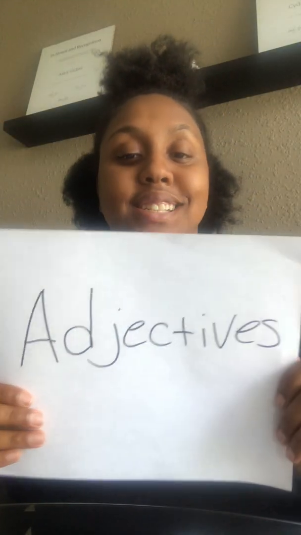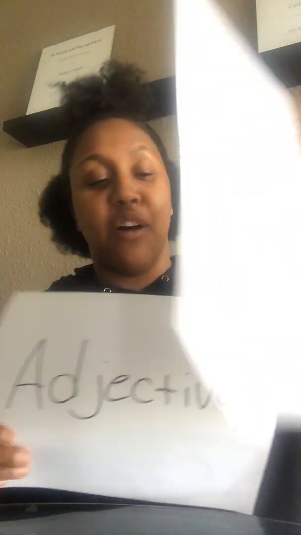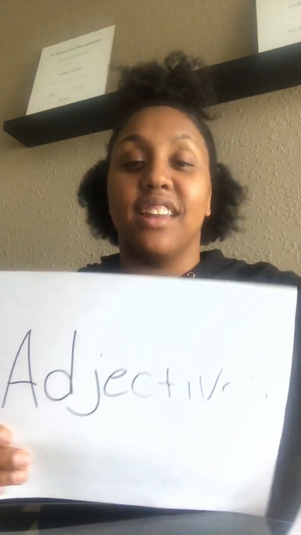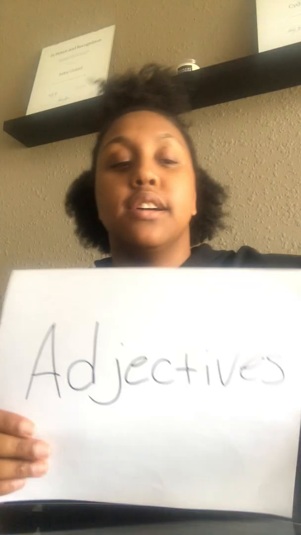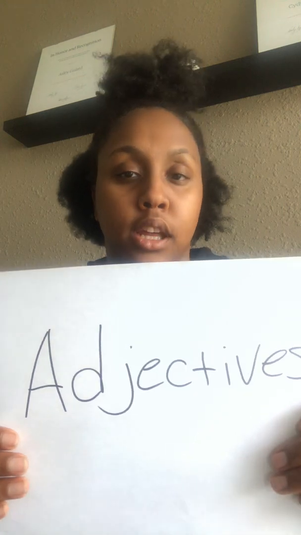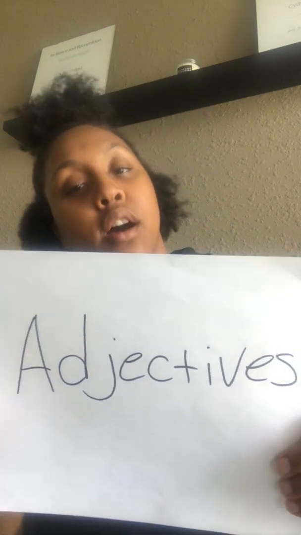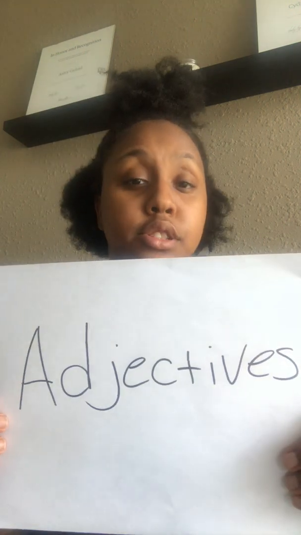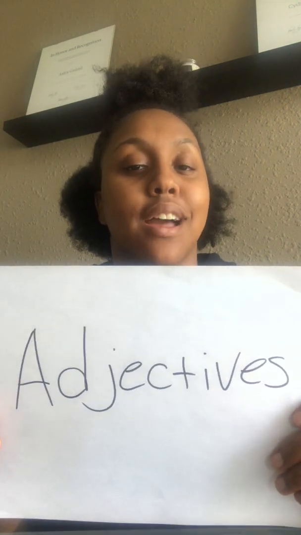Now, the next part of speech is adjectives. Adjectives describe nouns. Some adjectives can be like pretty, colorful, beautiful, or numbers like 100. Also, remember, some adjectives have the suffix IVE. So let's go over some adjectives that have IVE.